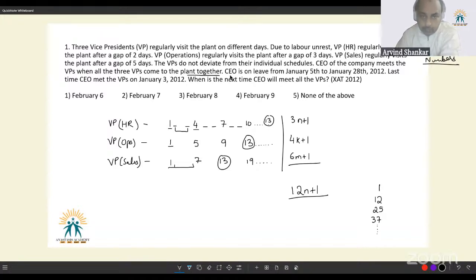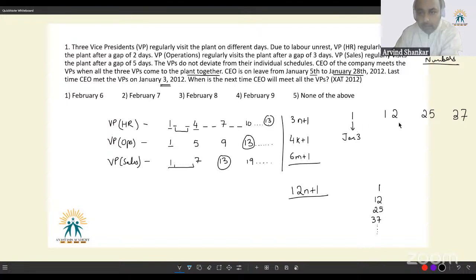CEO is on leave from January 5th to January 28th. Last time the CEO met the VPs was on January 23. So, storyline wise, the days on which these VPs are coming to the plant simultaneously and the CEO is visiting them: day 1, day 13, day 25, day 37. But we have been told day 1 for us is as good as Jan 3.